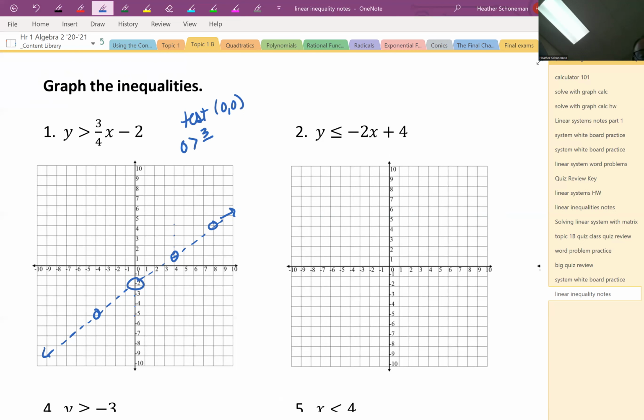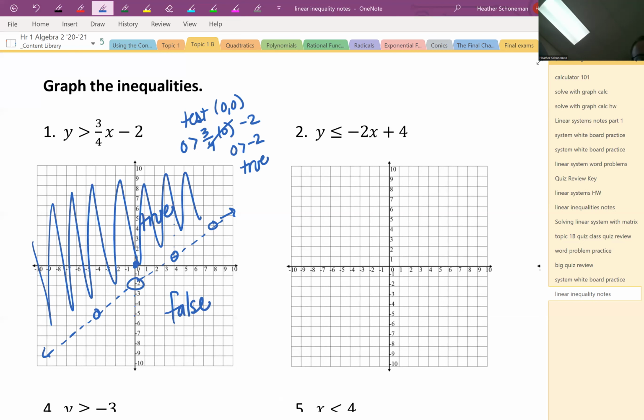So I get 0 is greater than 3/4 times 0 minus 2. Well, 3/4 times 0 is just 0. So I get 0 is greater than -2, which is true. Okay. So 0, 0 is on this side. So that means since 0, 0 is true, it's on the true side. That means the other side is the false side. And we are only going to shade the true side. So we're not shading where the test point is. We're shading the side that is true.